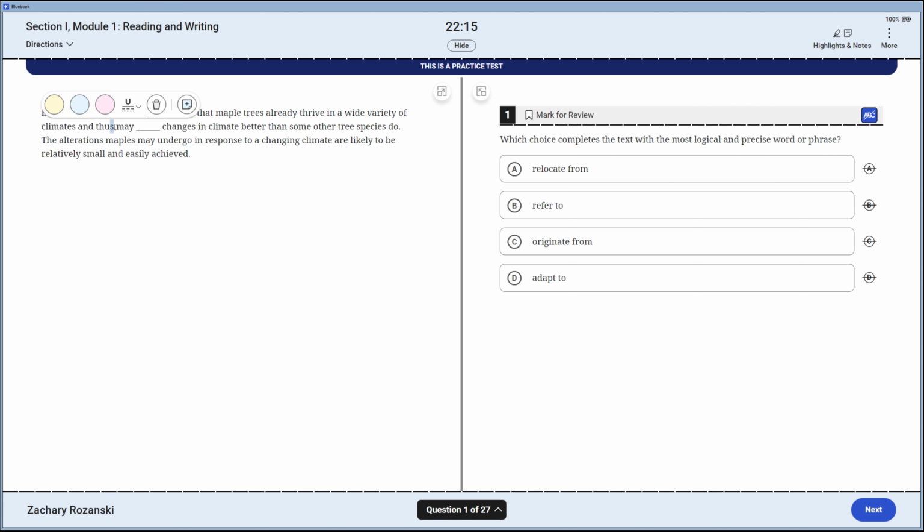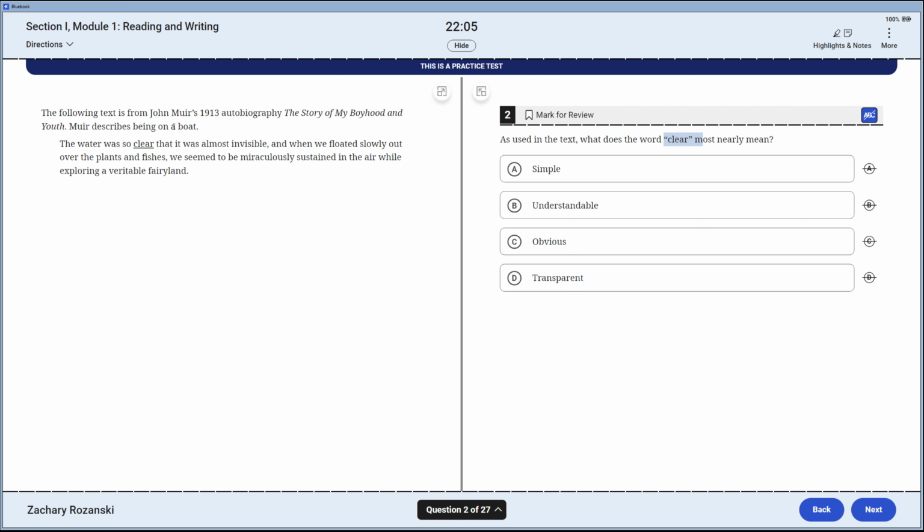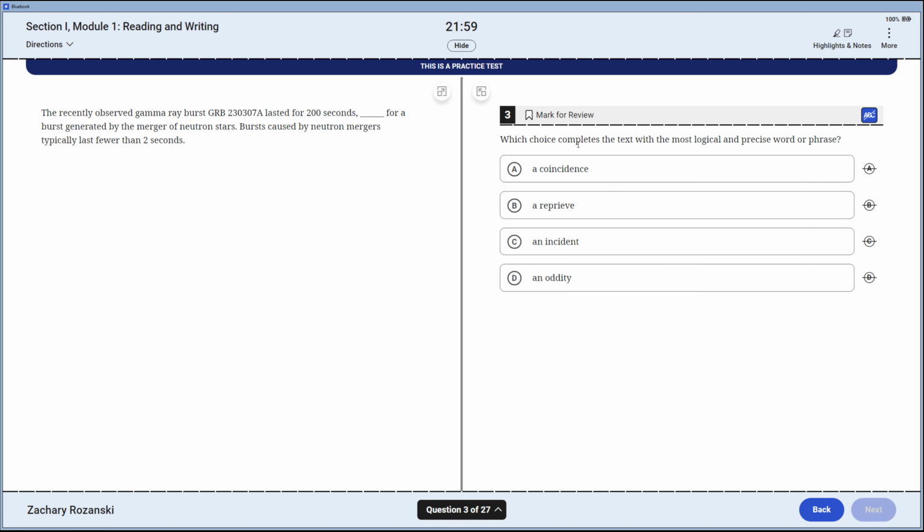So my signal element is going to be "thus, they already thrive." That's going to be my context clue, which means that they adapt. Clear. The water was so clear that it was almost invisible, and when we floated out, we seemed to miraculously stand. Just going to be transparent.